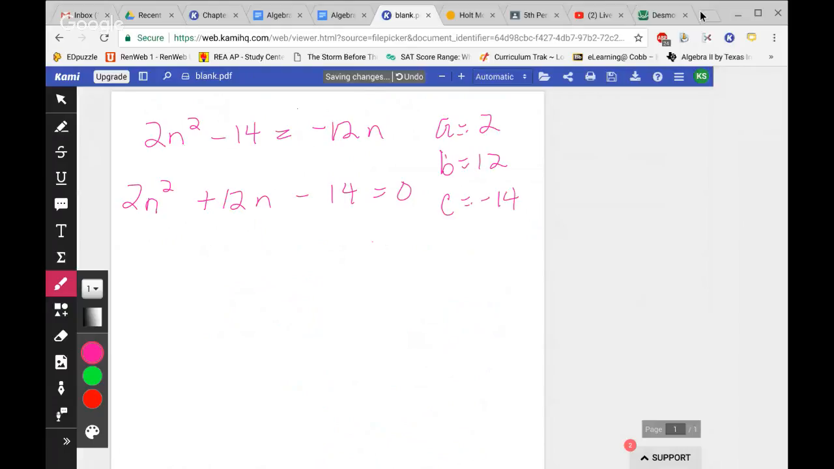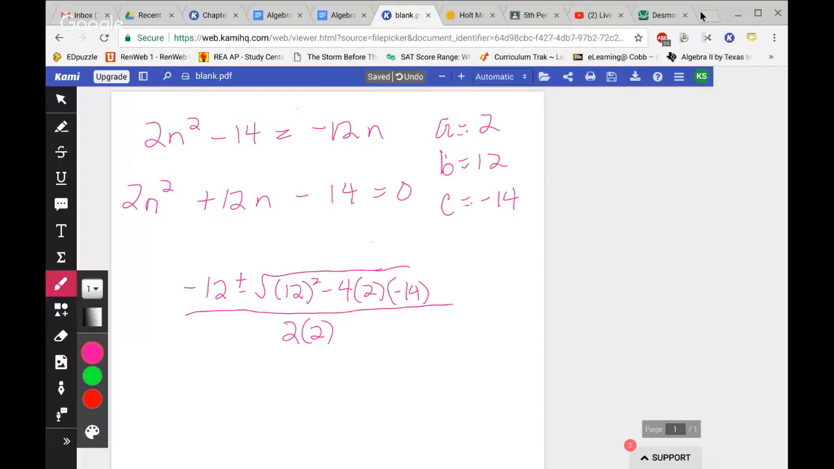So now that we've identified all of our variables, we'll just plug those values in. We've got opposite of B, plus or minus 12 squared minus 4 times A, which is 2, times C, negative 14. All over 2 times A, which in this case is 2.